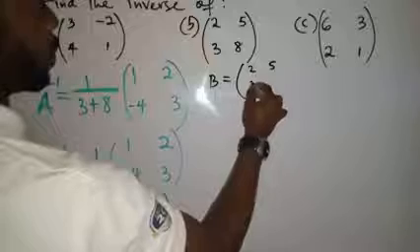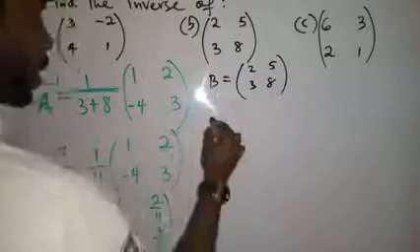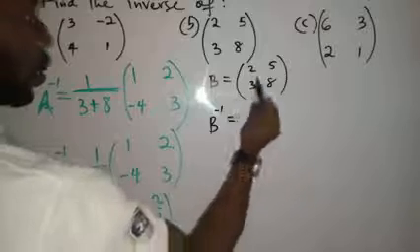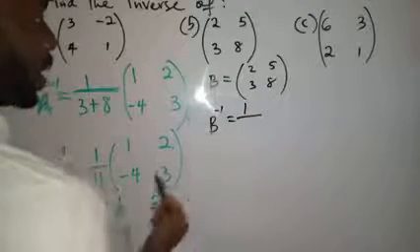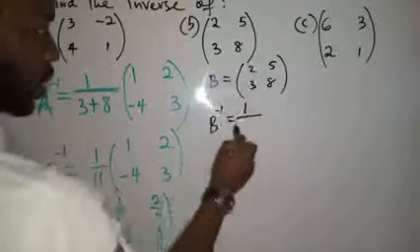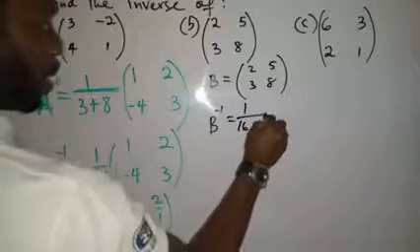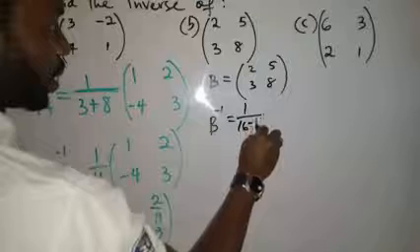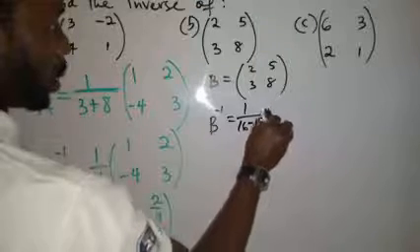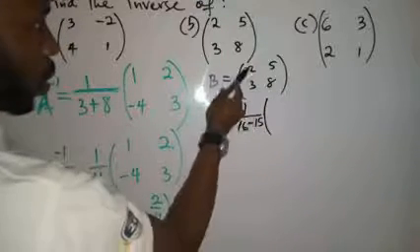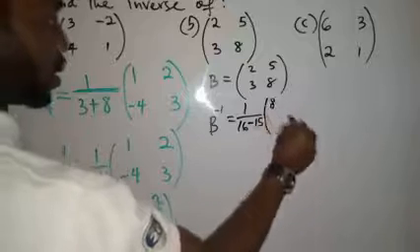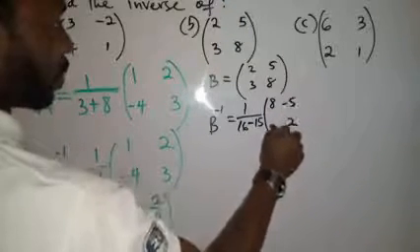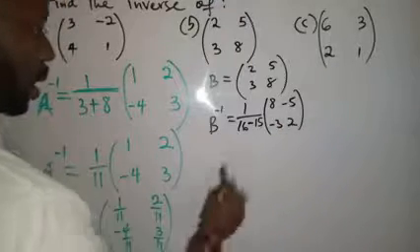2, 5, 3, 8. I want to find the inverse. That will be B. Hope you got what I'm talking about. So we write 1 over the determinant. This times this will give me 16, minus this times this is 15. Then we open the bracket. We alternate the leading diagonal 8, 2, multiply this by negative, minus 5, minus 3, and that is my answer.